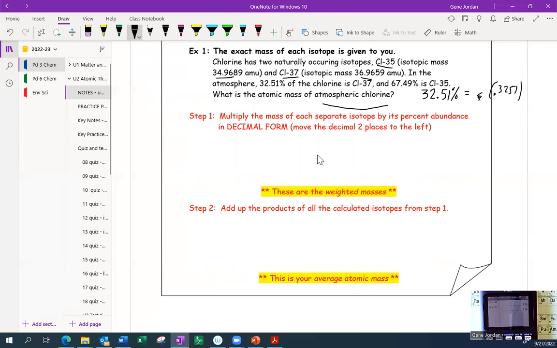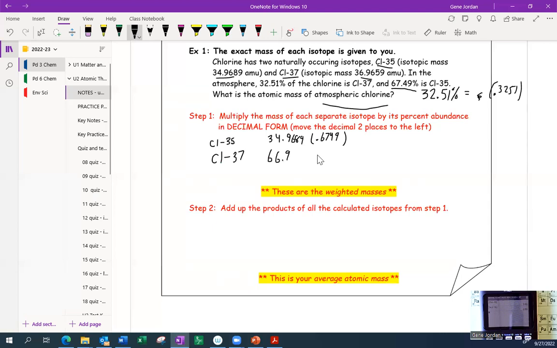All right, multiply the mass. So let's take the mass of the first one, Cl-35. The mass is 34.9689. What we're going to do is multiply by its percent abundance. For chlorine 35, the percent abundance is 67.49%, so I'm going to convert that to a decimal, 0.6749.